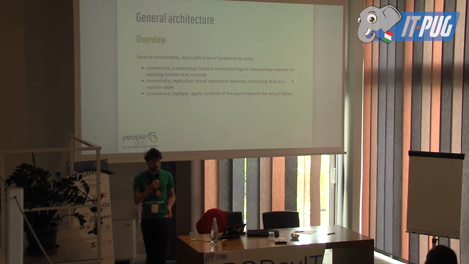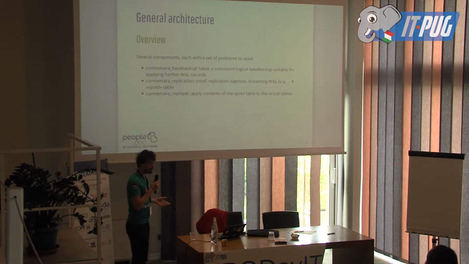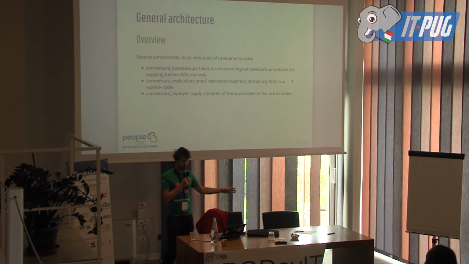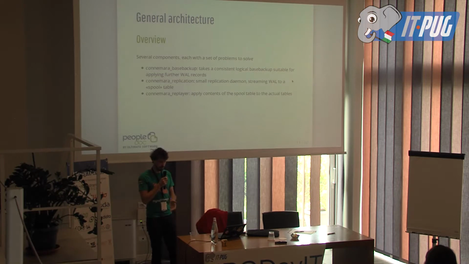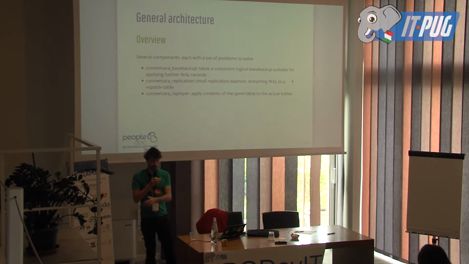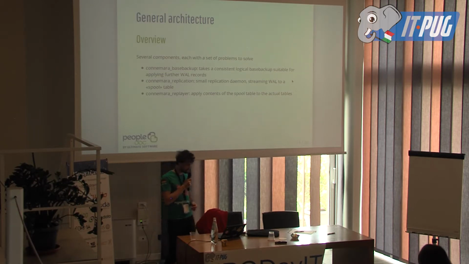The second component is the Connemara replication daemon. This is the one which actually connects to the source database, fetches changes from the decoder plugin in JSON format, because we are using the wal2json decoder, and then writes those changes to the target database in a spool table, because we don't want to apply changes right now, we'll see why later.